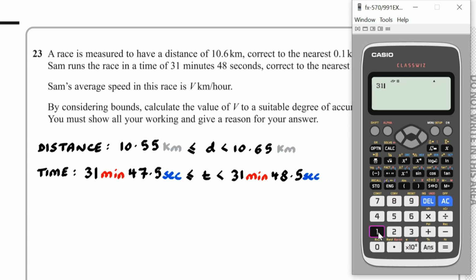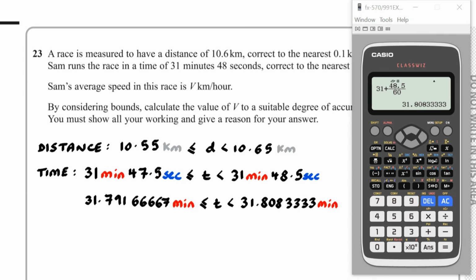So if I take this 31, and then I add this 47.5 seconds, and if I divide that bit by 60, we get a value of 10.791 etc. minutes. Let's store this into A, just in case we need it later on. So that's our lower bound in minutes, and if we find the upper bound, well, we have 31 plus 48.5 over 60, so we end up with 31.808 etc. minutes. So let's store that in B, just in case we need it later on.